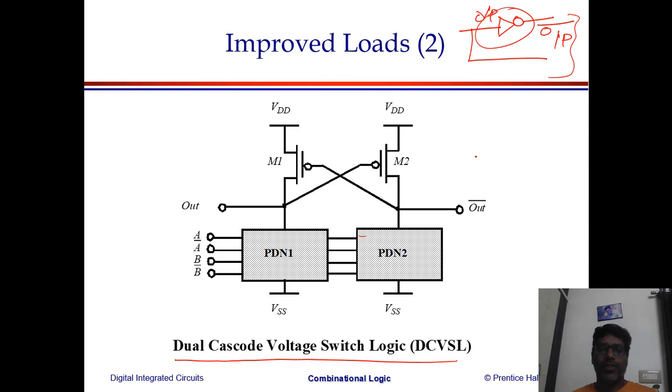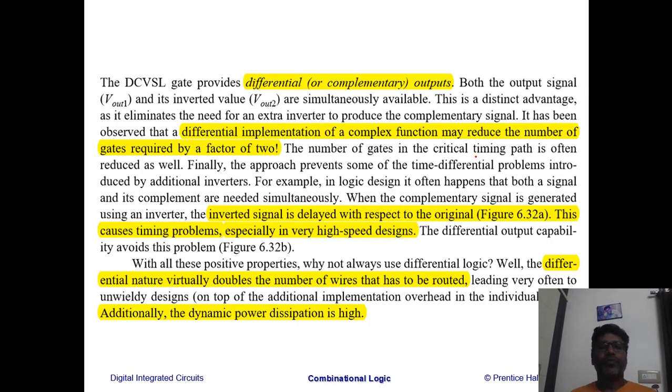In that way, it is being appreciated a lot. And one more with respect to switching activity also, this has a minimal switching activity compared to that of the other static CMOS. So dual cascade voltage switch logic, that's what. It's used to implement the complex functions where you need a signal and its complement.